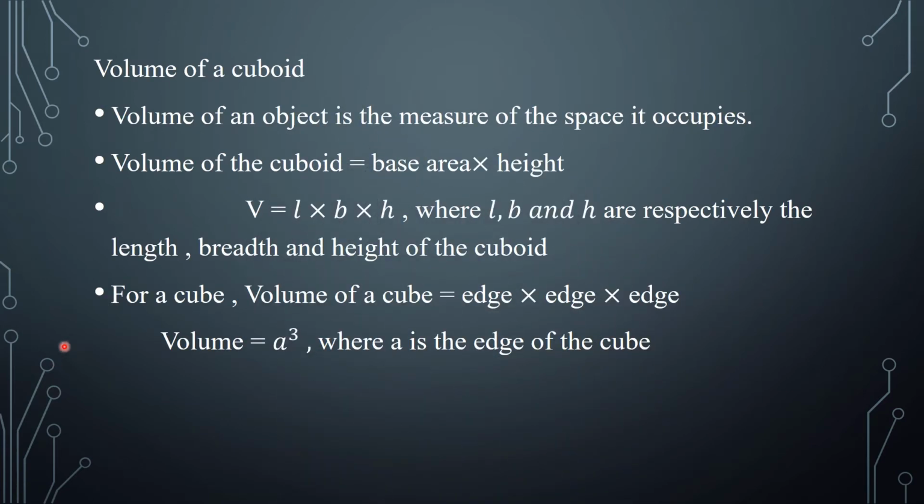Volume of a cuboid. We know volume of an object is the measure of the space it occupies. As we have learned about the volume of a cuboid and cube in class 8, it is base area into height and area of the base will be length into breadth. Therefore, volume of the cuboid is equal to length into breadth into height, or we can say volume equal to LBH, where L represents length, B is breadth and H is height of the cuboid. For a cube, volume of a cube is equal to edge into edge into edge, that is A cube, where A is the edge of the cube.